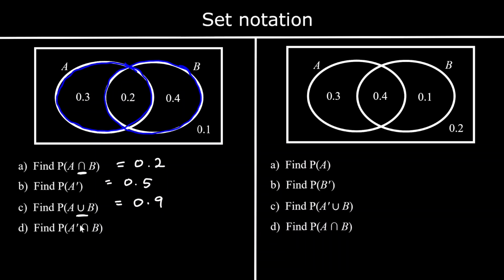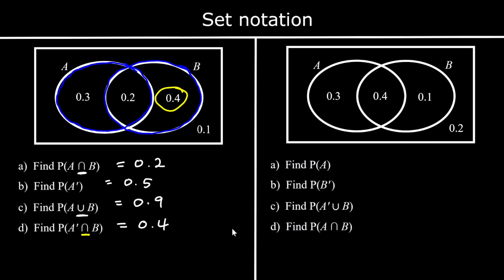And the last one, find the probability of the intersection of not A and B. It's the intersection, so it's got to be both of them at the same time. So where is it not A? It's not A for these two, and it's got to be B at the same time. So we can't have the 0.1. It's just the 0.4. That's where it's not A and it's B at the same time. If it's an intersection, they've got to both happen at the same time. If it was a union, it would be everything that's not A and everything that's B.